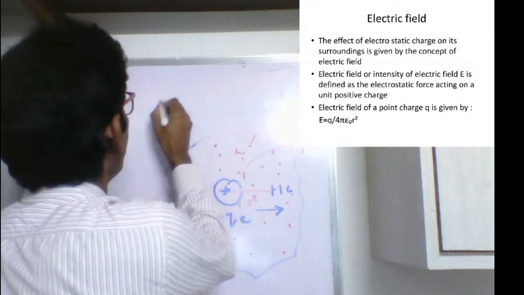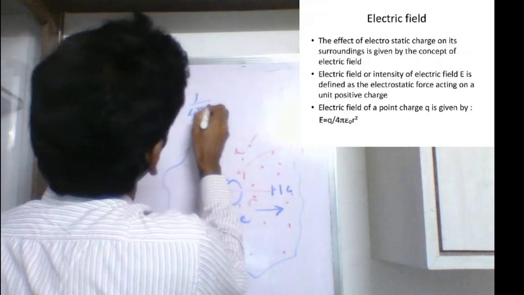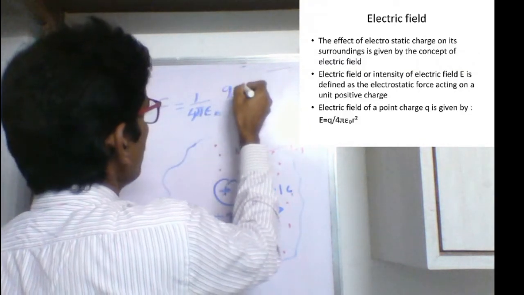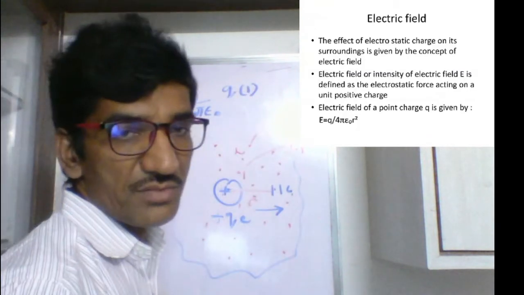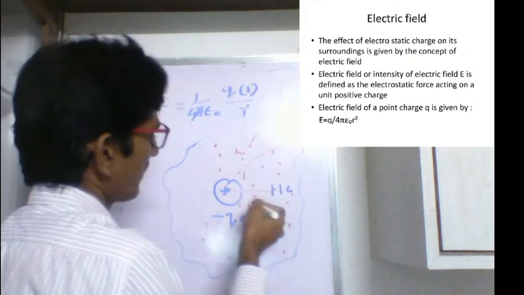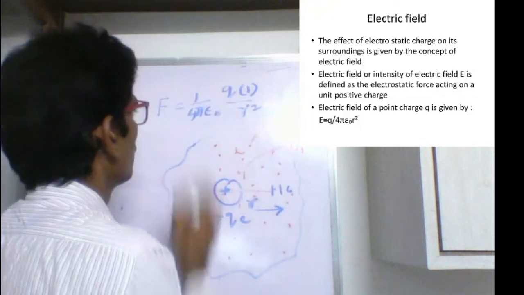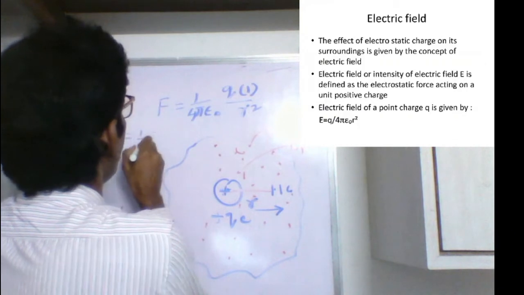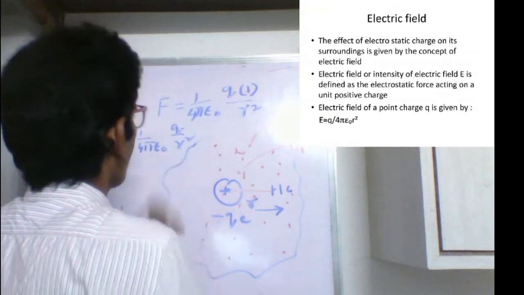F is equal to 1 by 4 pi epsilon naught, Q into 1. One charge is Q coulombs, the other charge is 1 coulomb. So Q into 1 by R square, because this distance is R. So this is equal to 1 by 4 pi epsilon naught, just Q by R square.